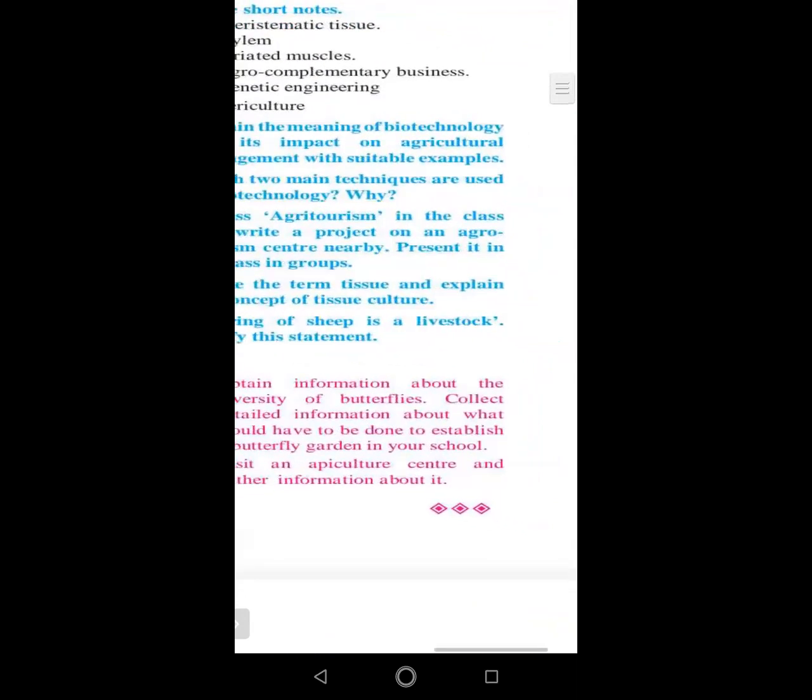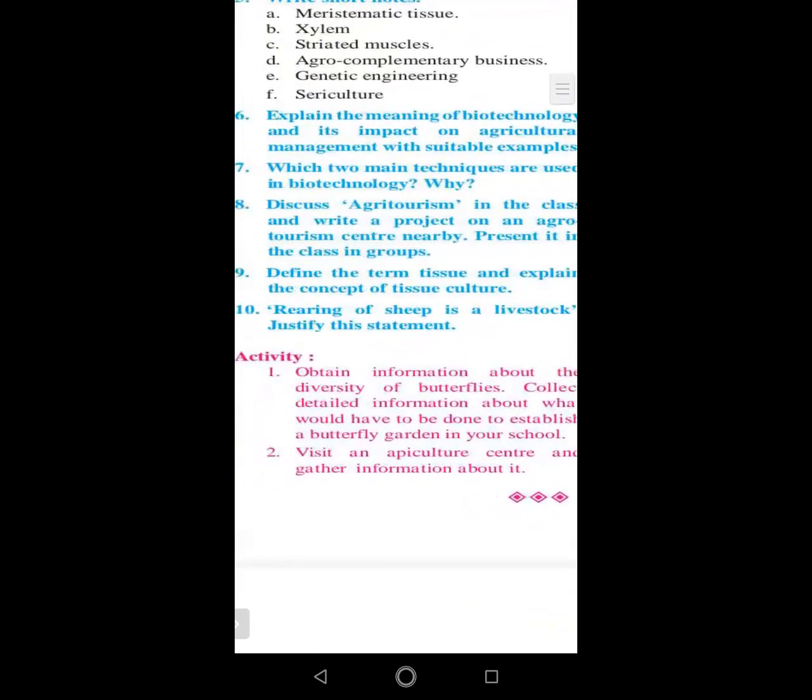Obtain information about the diversity of butterflies. This is the homework which I am giving to you. This is the activity based question. Visit, collect detailed information about what would have to be done to establish a butterfly garden in your school. Discuss with your teachers, discuss with your friends, take help from any social sites.